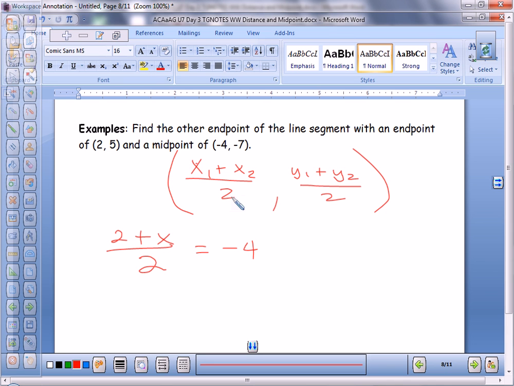All right, so to solve this, we multiply by 2, and we get x equals negative 10. So that's our x value. You try to find the y value now.